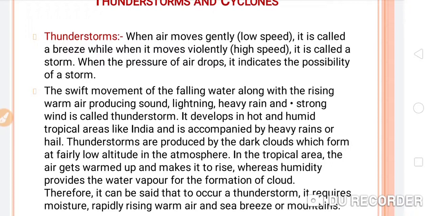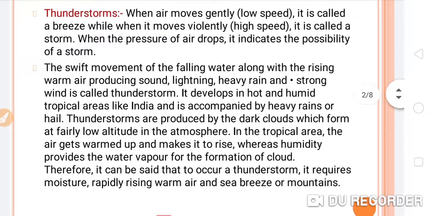Okay, now the swift movement of the falling water along with the rising warm air, producing sound, lightning, heavy rain and strong wind, is called a thunderstorm. So this is the thunderstorm. It develops in hot and humid tropical areas like India and is accompanied by heavy rains or hail.